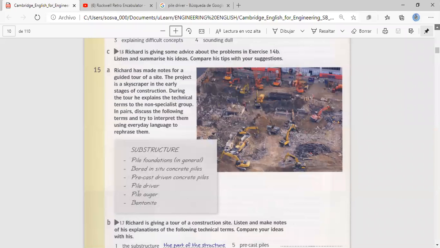And the next one is the pile auger. So I understand, it is the component in the pile driver. Exactly. Auger, yes.